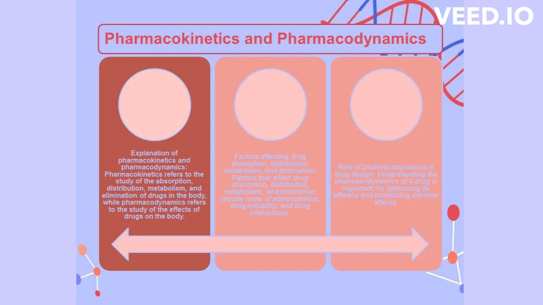Pharmacokinetics refers to the study of the absorption, distribution, metabolism, and elimination of drugs in the body, while pharmacodynamics refers to the study of the effects of drugs on the body. Factors that affect drug absorption, distribution, metabolism, and elimination include route of administration, drug solubility, and drug interactions. Understanding the pharmacodynamics of a drug is important for optimizing its efficacy and minimizing adverse effects.